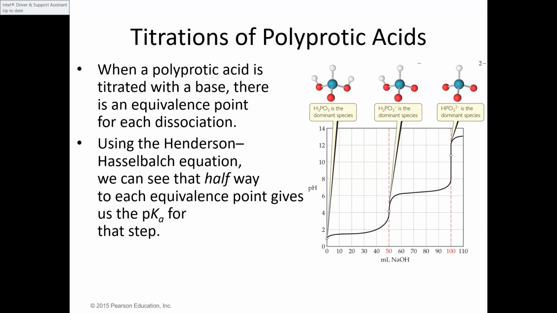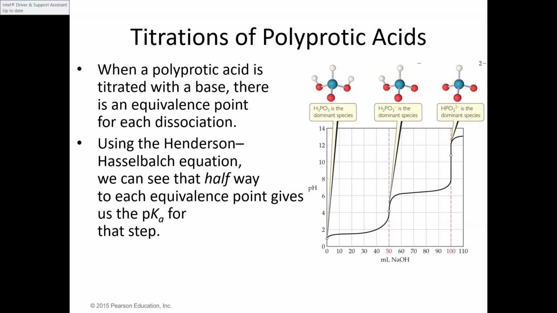Now, some acids have more than one acidic proton. These are known as polyprotic acids. They have 2, 3, or even 4 acidic protons, and each one of those protons has its own unique equilibrium constant. That is, it has multiple Ka values depending upon how many protons can be removed.